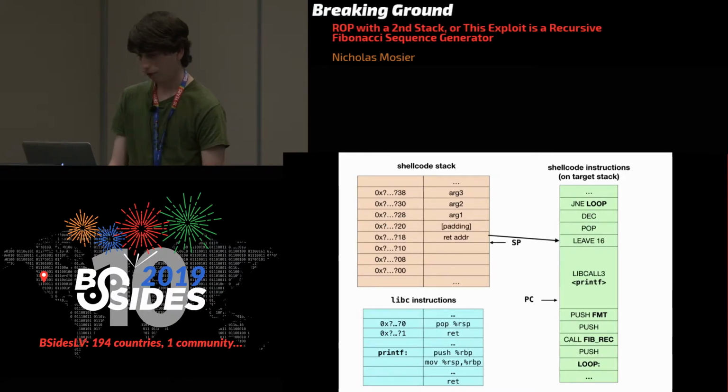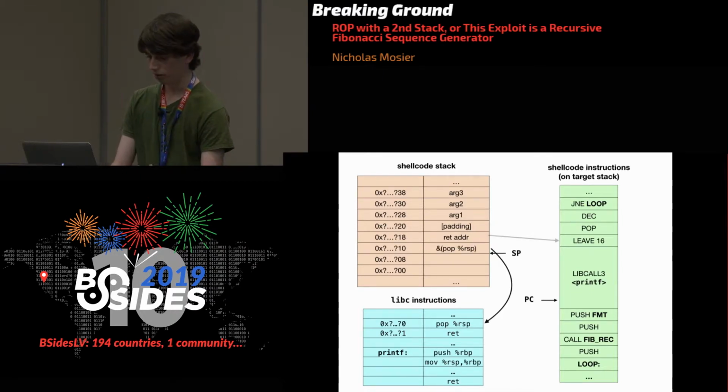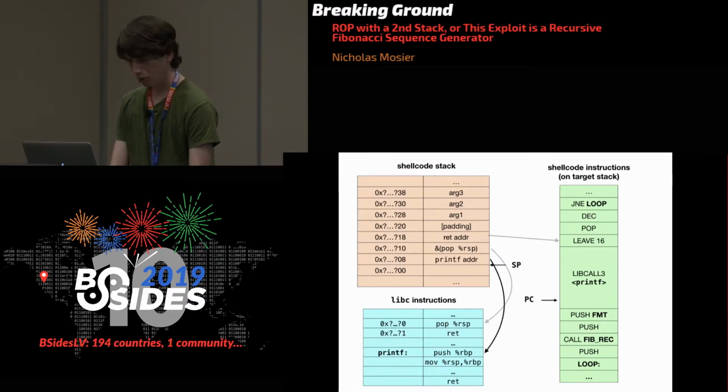So first off, we might actually need to add some padding to the shellcode stack because some library functions expect 16-byte stack alignment. So we'll have to check that first, conditionally push some padding value onto the stack, and then we'll push the shellcode return address onto the stack. But then we'll use that pop RSP gadget I mentioned earlier, and this will help restore the shellcode return address. Then we'll push the address of printf onto the stack.